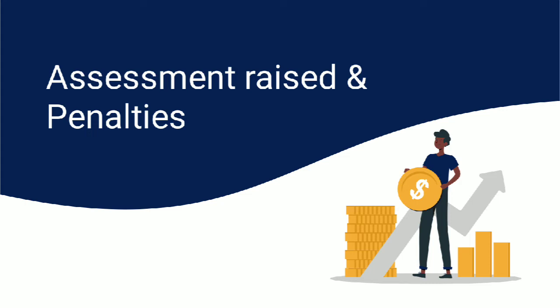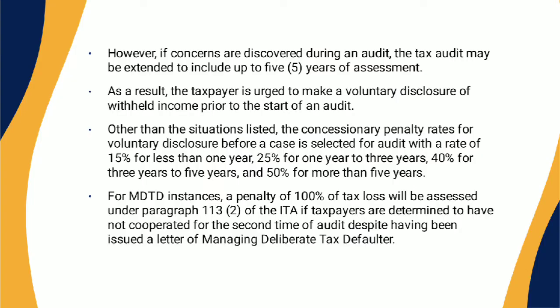Regarding the assessment in Section 5 of LHDN, it has covered the tax audit, which normally comprises a period of assessment of 1 year, as determined by the department's audit focus criteria. However, if concerns are discovered during an audit, the tax audit may be extended to include up to 5 years of assessment. Furthermore, this 5-year time restriction doesn't apply to situations involving intentional or inadvertent fraud and tax evasion. If an underestimate or omission of income is detected during an audit, a penalty will be applied under paragraph 113, subsection 2 of the ITA 1967.